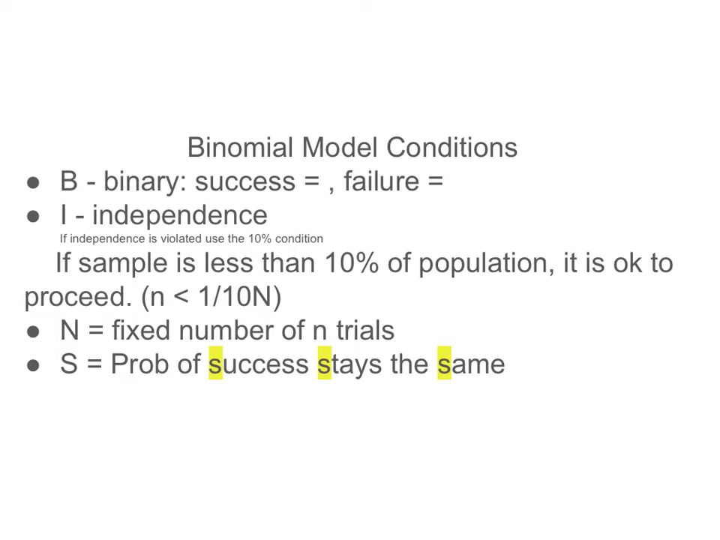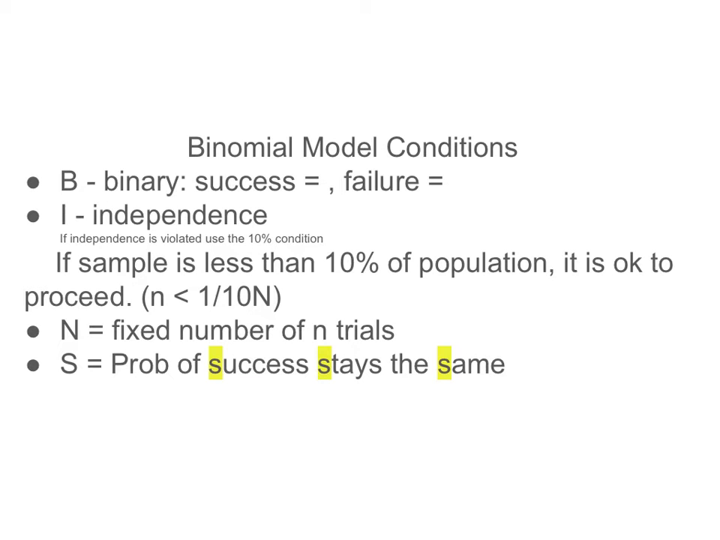Independence has to be met, where the outcome of one event is not impacting the outcome of another. Now, if independence is violated, we can still look at that 10% condition, where if your sample is less than 10% of the population, it's okay to proceed. Another way of saying that is little n, the sample size, is less than 1/10 of capital N, the population size. Now, the n in BINS means that we have a fixed number of n trials.